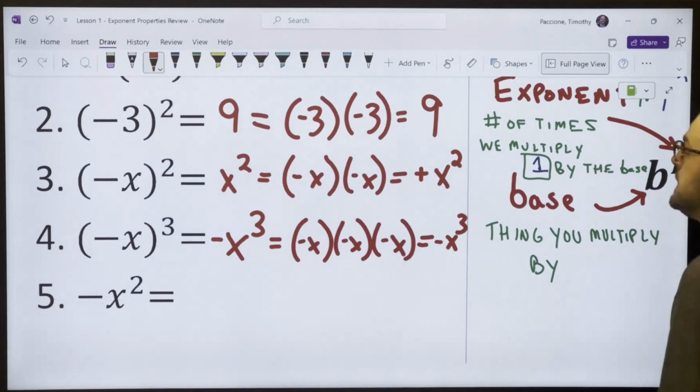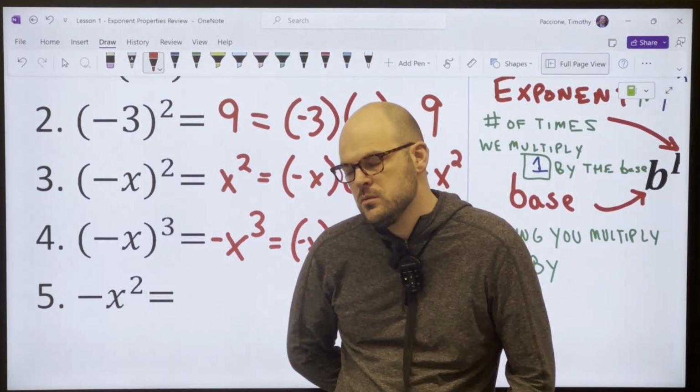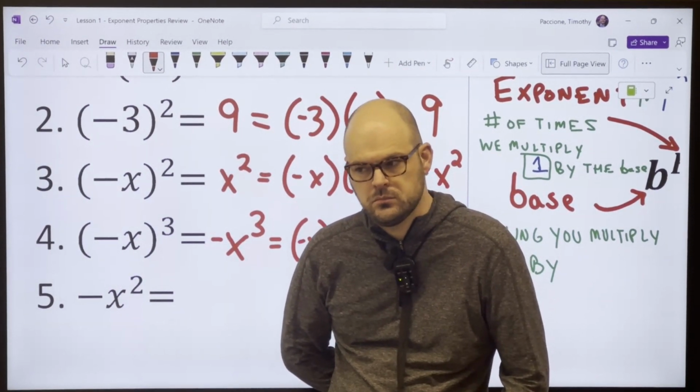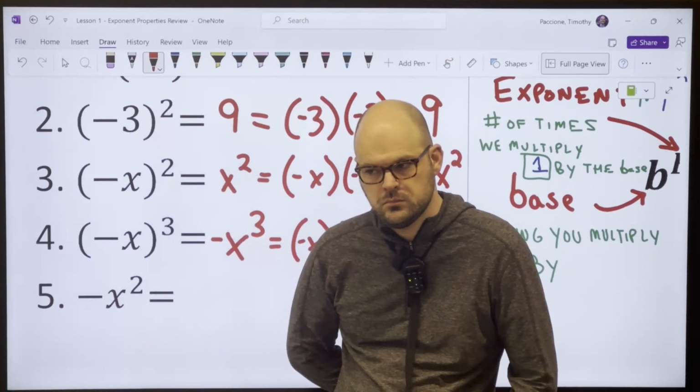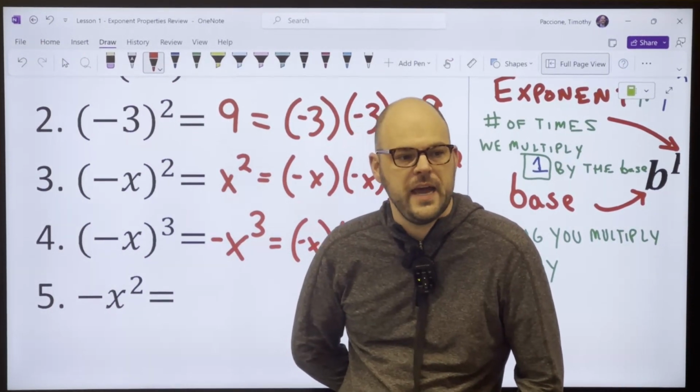Is this, what's that? Yeah. The negative's technically on the outside, so that means that first you'd multiply x times itself for x squared, and then you'd multiply the negative in. Good. You have anything to add?